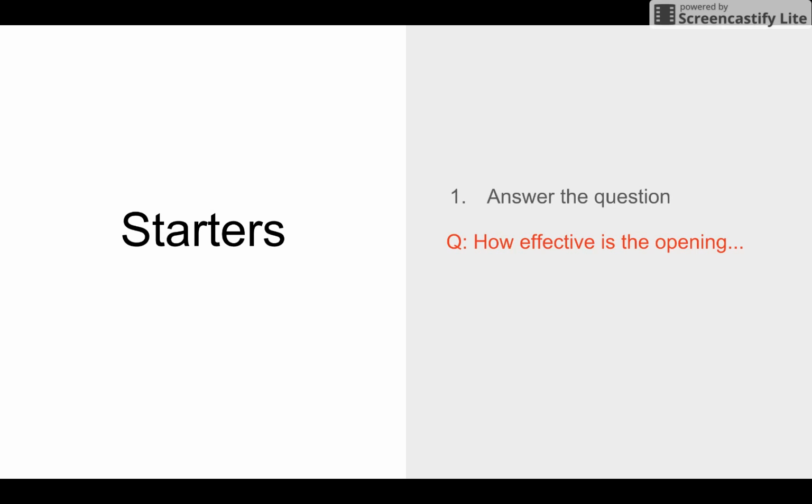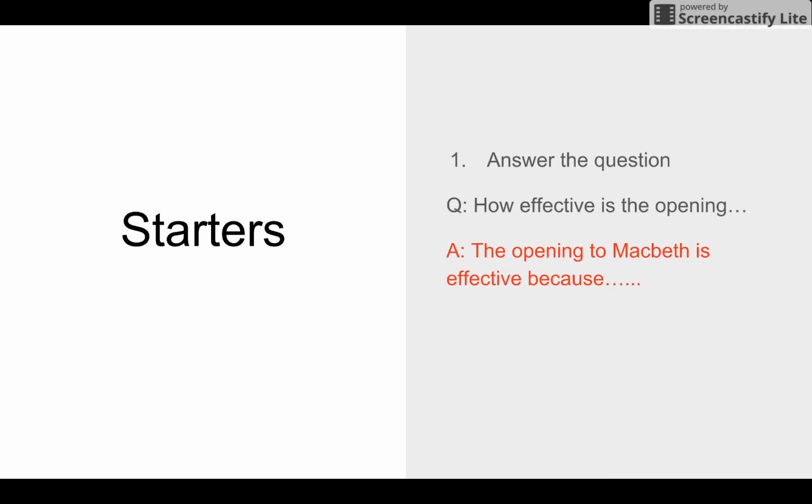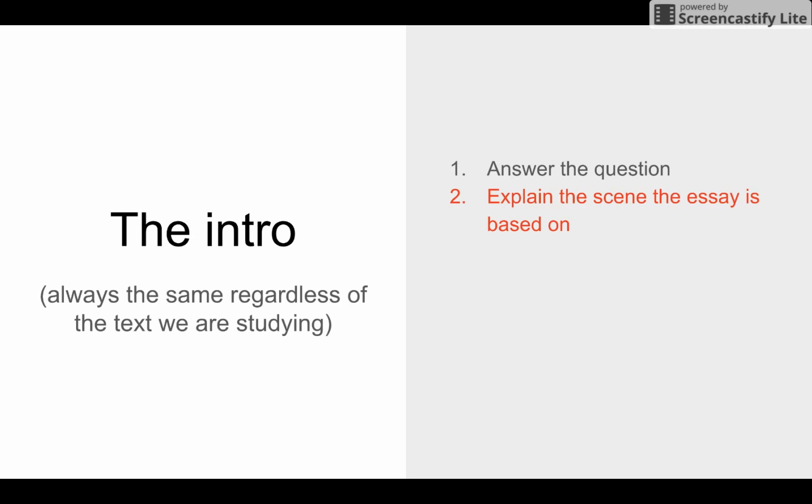So I'm just going to go into this in a little bit more detail, and Ollie asked for some sentence starters, so I'm including this in this section too. So when I say answer the question, today it is, how effective is the opening to the play? So you can turn that round into your answer. Very simply, turn this into a statement. The opening to Macbeth is effective because, and then give me some reasons.